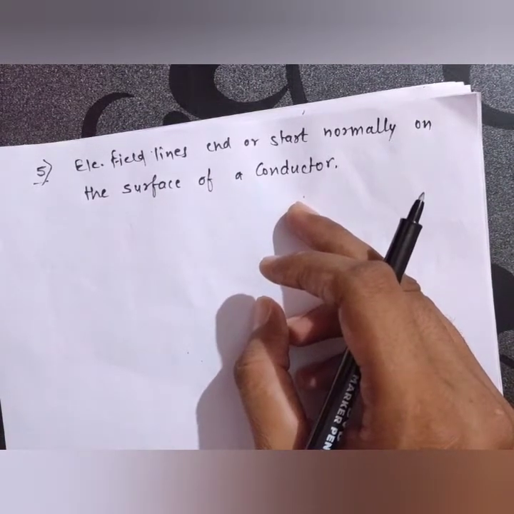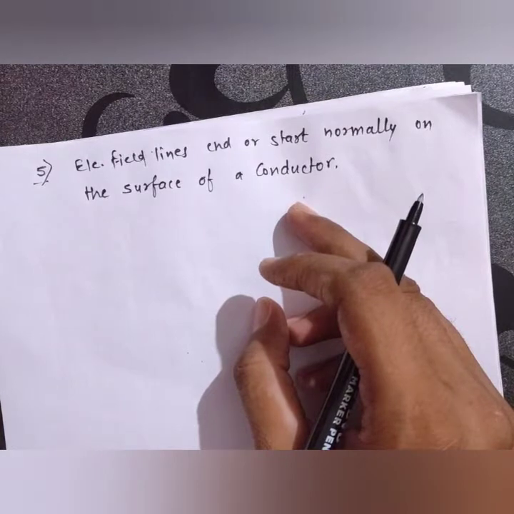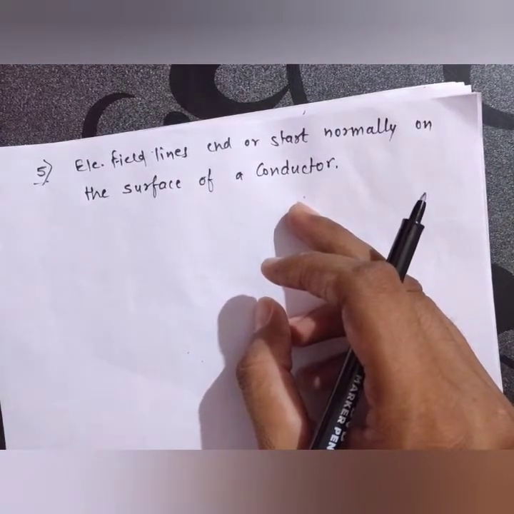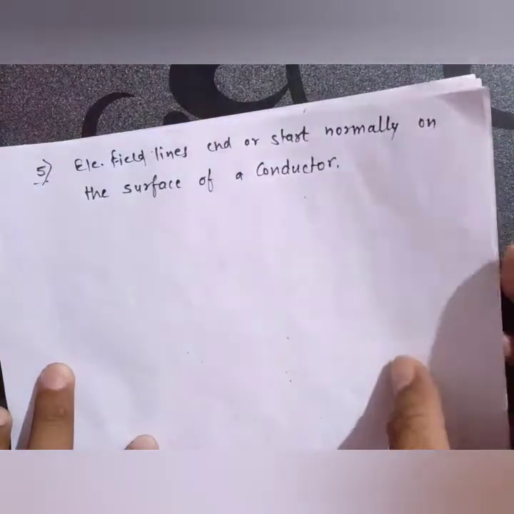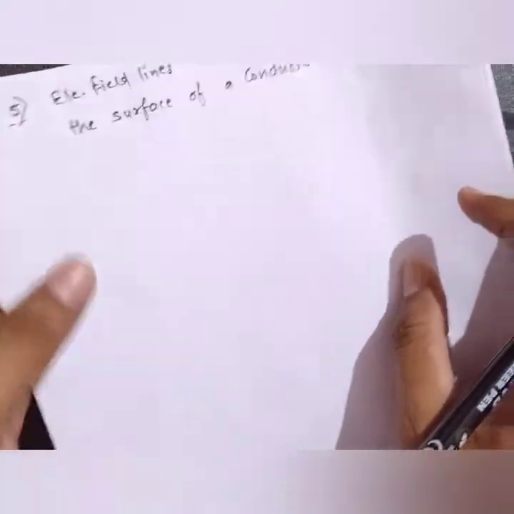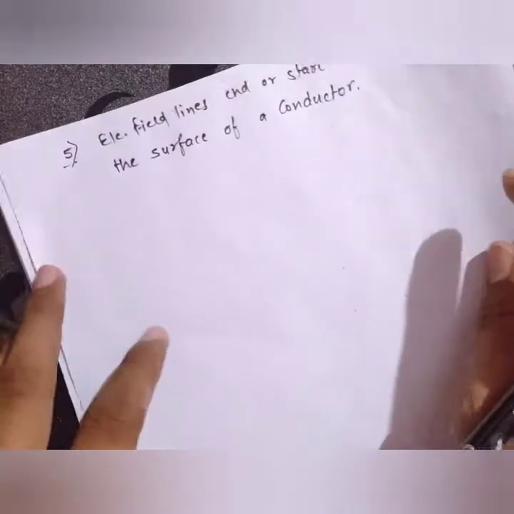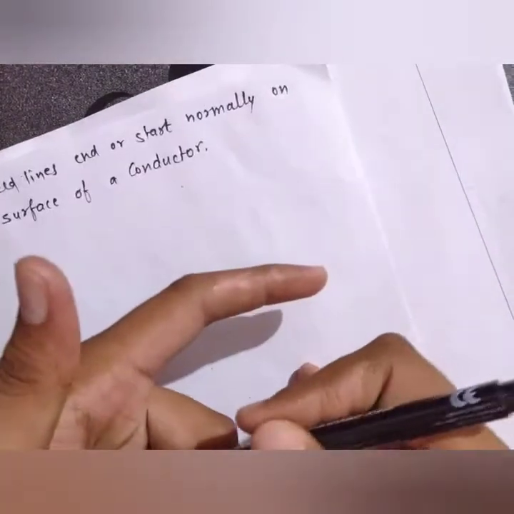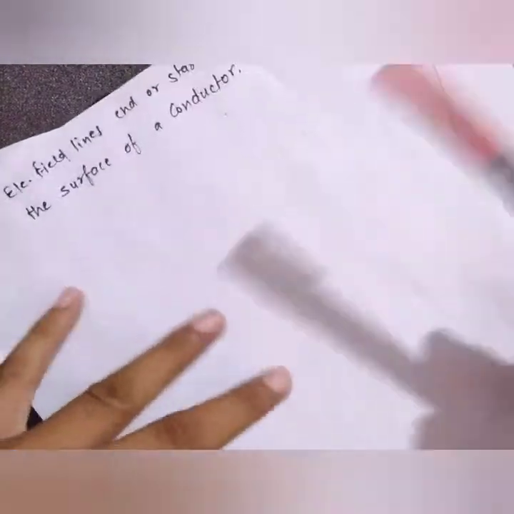The CBSE objective pattern will ask you which of the following statements is correct regarding the electric field lines, and find out the correct statement from these following statements. This type of question is asked in your CBSE exam. So what is the use of electric field lines? So we take an example here. The use of electric field lines.